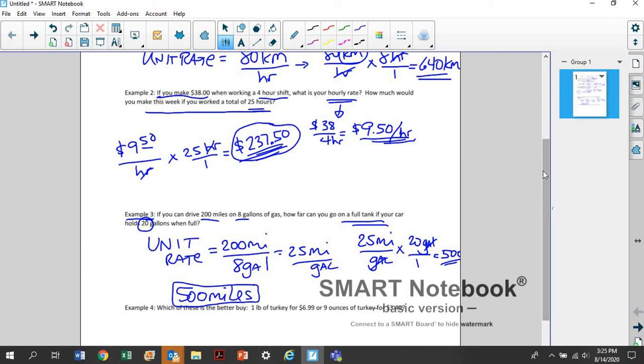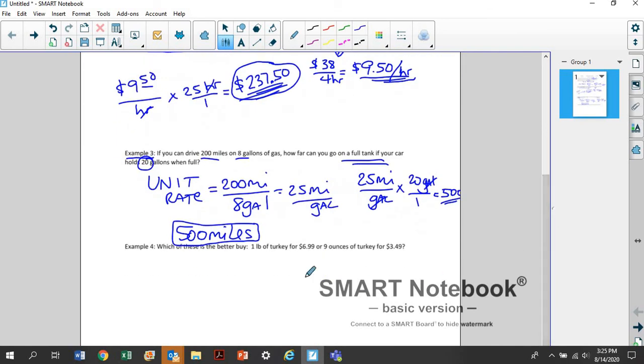Okay, now here in the last one, number 4, realize that you need to be careful. Your units have to match. 9 ounces compared to 1 pound. Those are not the same units. We'll talk about unit conversion in the next section in 2B. So I'm going to leave that example for later.